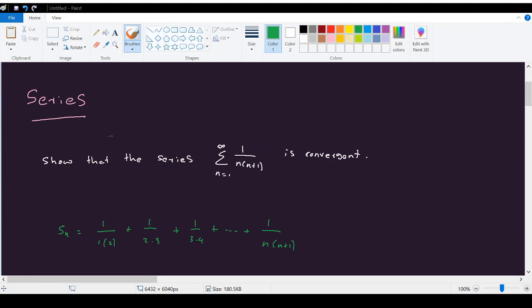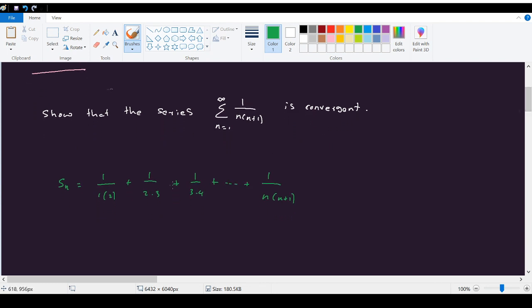Let's practice another example on these partial fractions. Here we have to show that the series is convergent. So what we do is we check the sequence of partial sums and see whether that sequence has a limit, right? The partial sums mean the sum of the first n terms. Now if I denote the partial sum with Sn, we have this one, right?